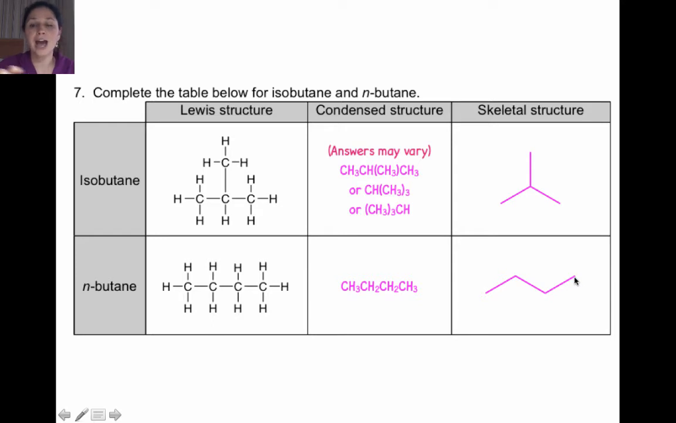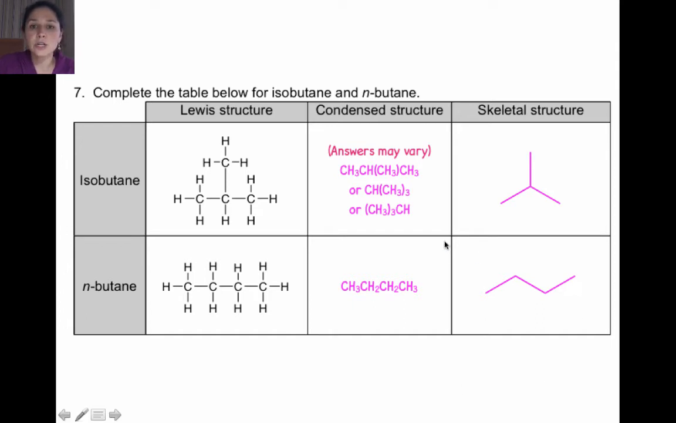And it doesn't matter how you start the zig. You can zag first or zig first. I could have gone from the top down like that, or I could even draw it vertically instead of horizontally. It doesn't matter. Or I could even draw it kind of in a U shape, as long as there are little corners and ends of the lines that give you 4 total carbons. And then you don't draw any of the hydrogens.